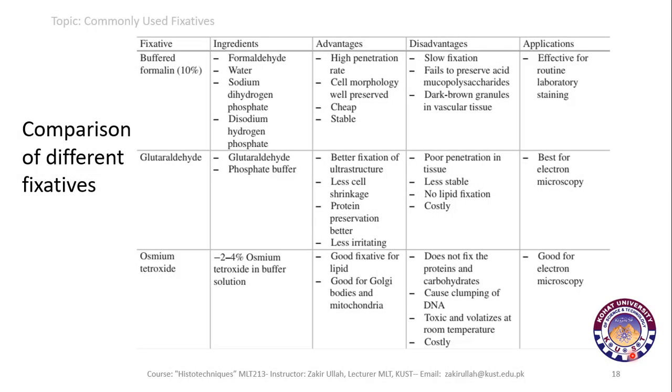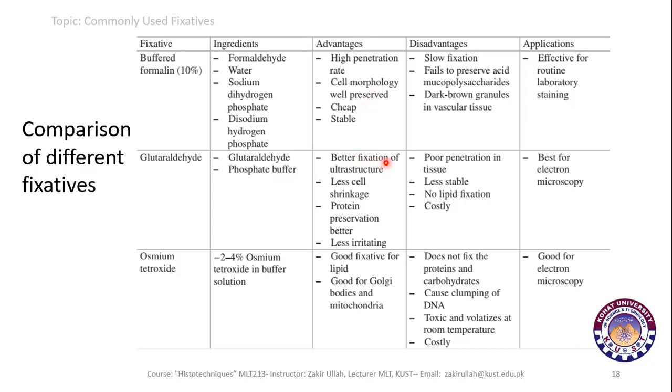This is the comparison of different types of fixatives. The types of fixative: buffered formalin, glutaraldehyde, osmium tetroxide. The ingredients that are present in these fixatives. The advantages: formalin has a high penetration rate and preserves cell morphology well. It is cheap and stable.